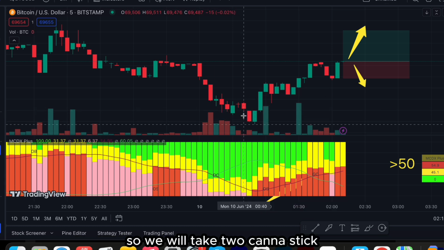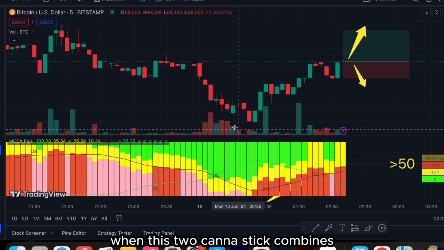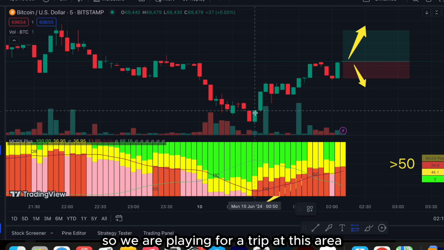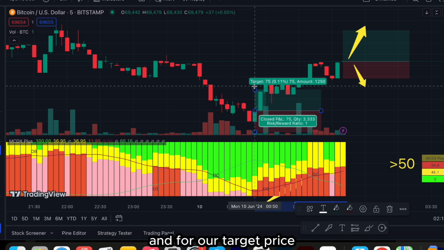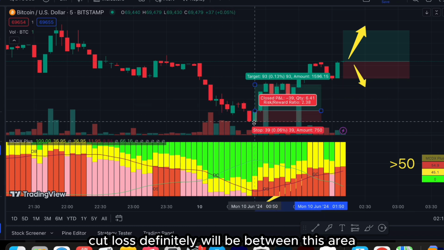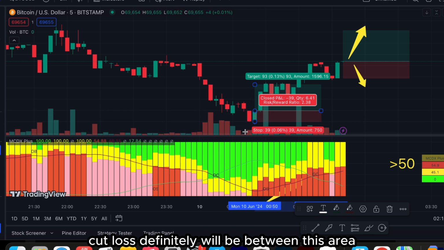So we will take two candlesticks. When these two candlesticks combine, it will become a doji candlestick. So we will plan for our trade at this area. And for our target price, maybe a short term will be this area. Cut loss definitely will be between this area.